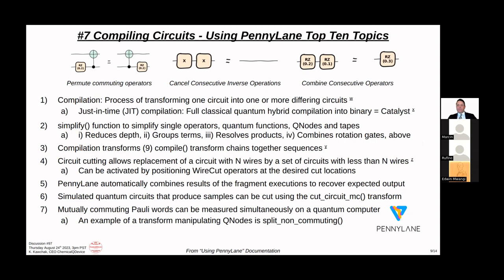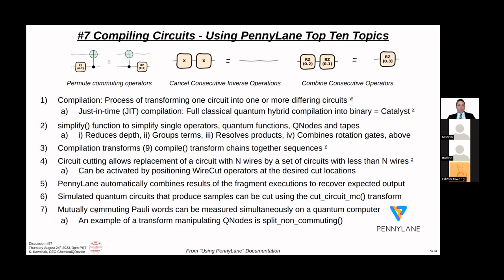And then at the end of all this that just took place, PennyLane, just like Quantinuum or Qiskit or the other ones, automatically combines results of the fragment executions to recover the expected output or expectation values, meaning that after you did compiling, it's still the same answer. It's just running better on the quantum computer or the simulator. And then you can use cut circuit. I think this is Monte Carlo chain as well.